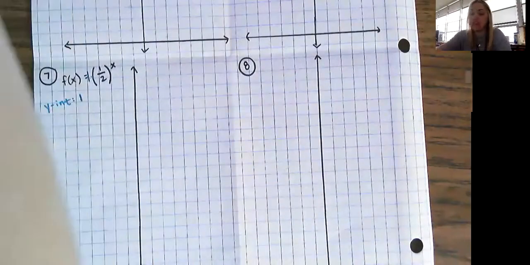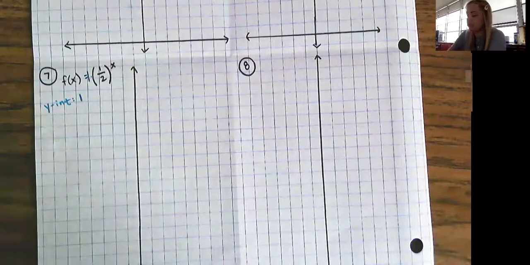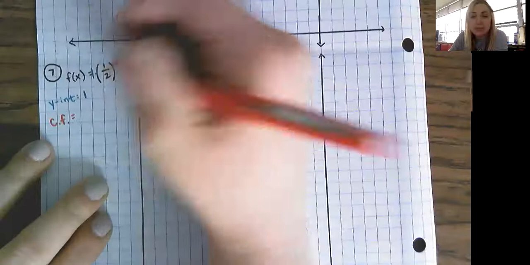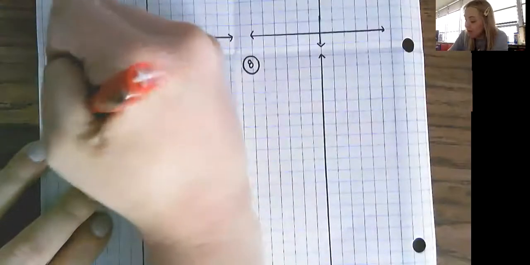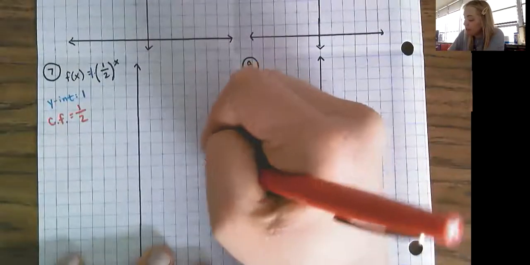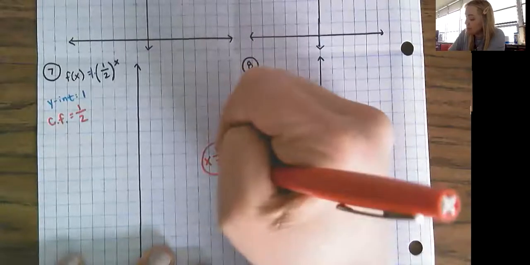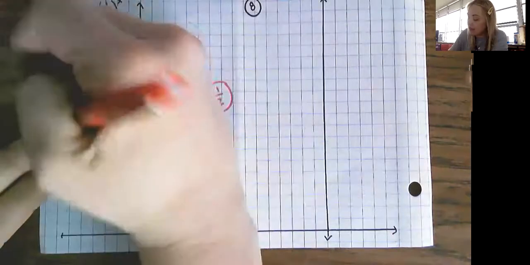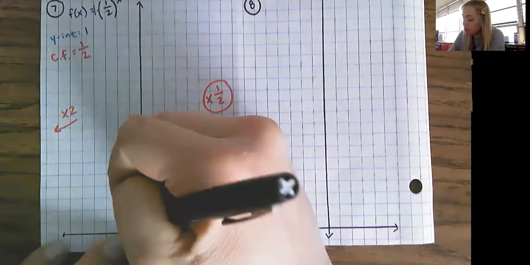And then our change factor, which I'm just going to abbreviate C.F., is directly beneath the x. So this is going to be 1/2. So I am going to put my change factor on the right side, multiply by 1/2. And on the left side, I am going to flip that 1/2 and multiply by 2 for everything multiplying on the left. My y-intercept starts at 1, so I put my initial dot at 1.